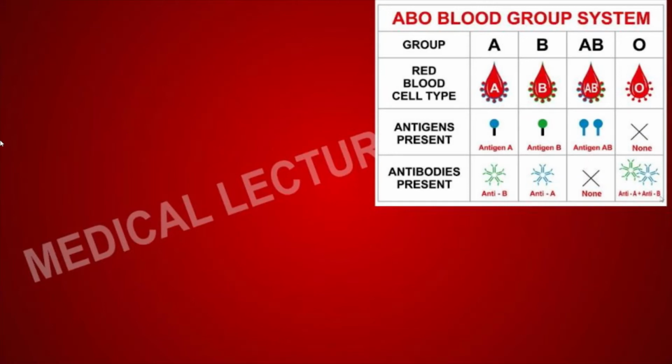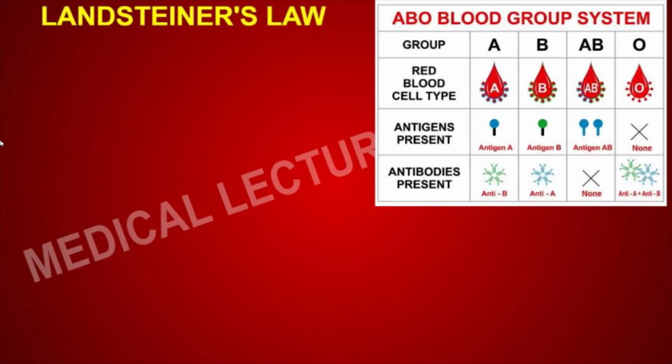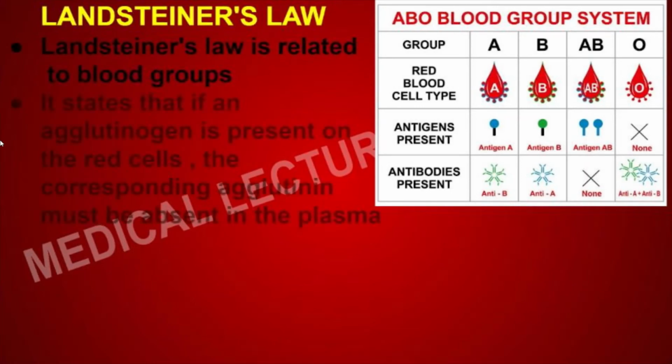That's why, because of this, the O is considered the universal donor. Now, a very important law, Landsteiner's law, is commonly asked in the exam and is even important for our concept understanding. Landsteiner's law is related to the blood group system, and it states that if an agglutinogen is present on the red blood cell, the corresponding agglutinin must be absent in the plasma.